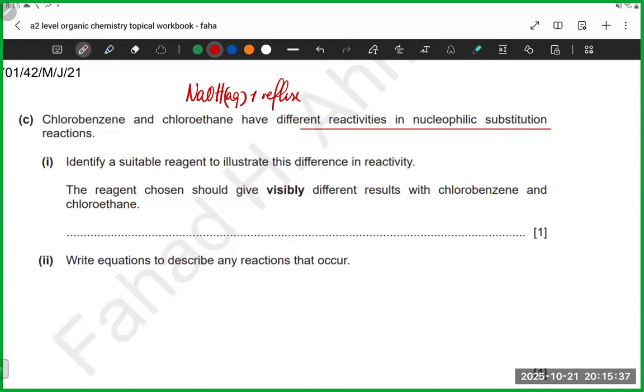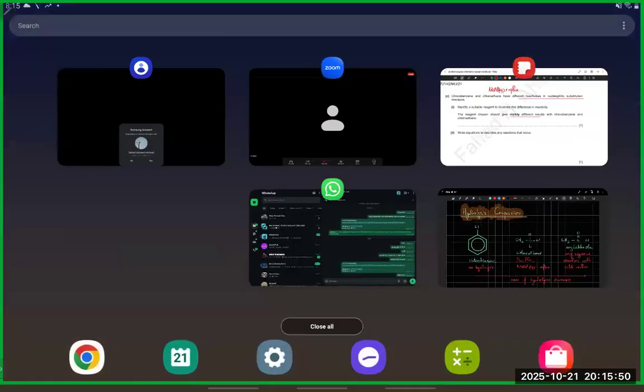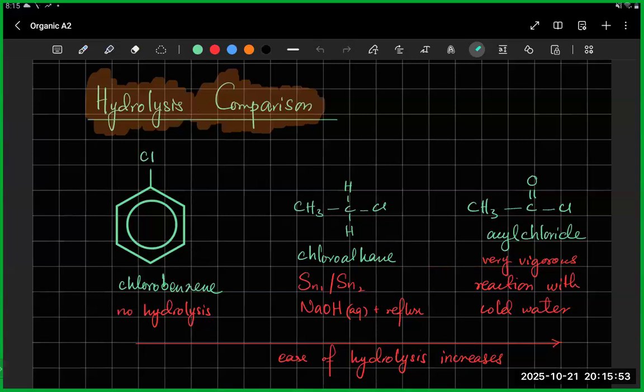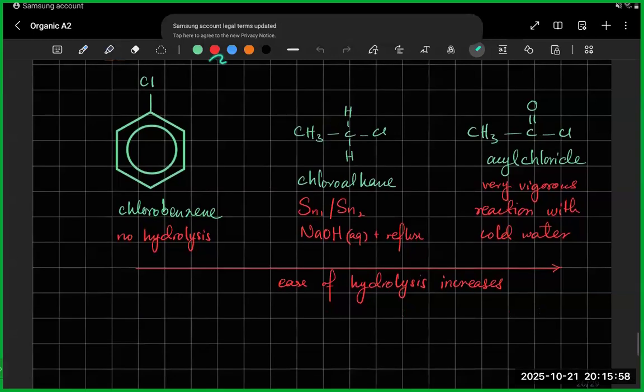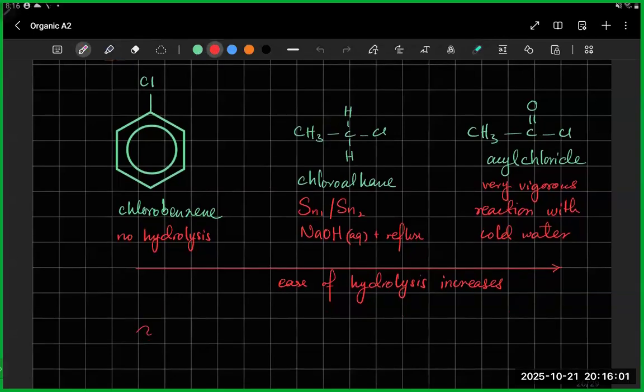Identify a suitable reagent to illustrate the difference in reactivity. The reagent chosen should give a visibly different result. Because of this, I'm going to add this point over there as well. Remember, the reactions are with water. So for a visible result, because they're all chlorine-related compounds, what you do is add silver nitrate aqueous.